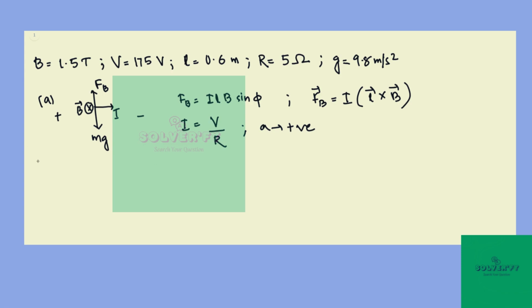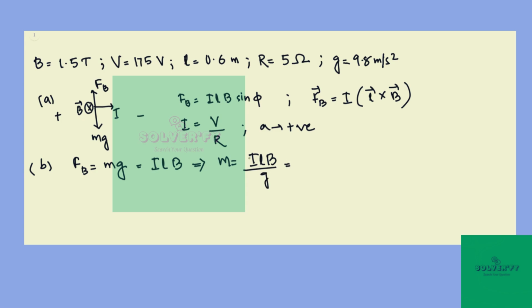Now for part B, we will basically use these equations that we wrote over here, including the equilibrium condition where Fb is equal to mg, and this is equal to I times L times B, because phi is 90 degrees, since current and magnetic field are perpendicular, so sine phi is 1 here. From there, we can find the mass to be equal to I times L times B over g.